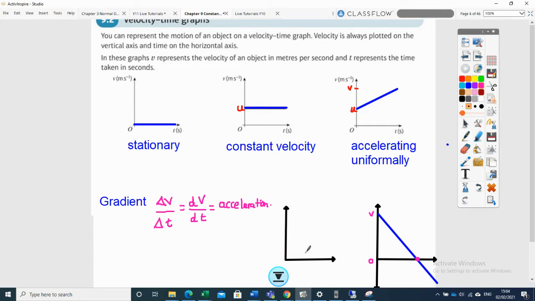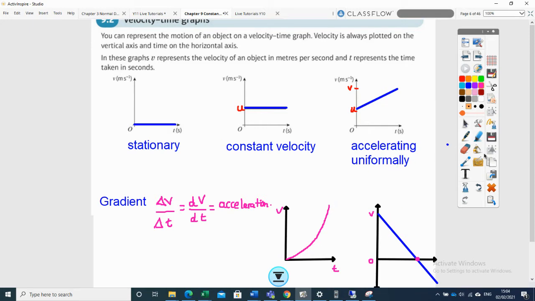Let's consider a couple more graphs. What would be happening if the graph looked like this? Here's my velocity, here's my time. Well, it's not a straight line anymore. However, the velocity is increasing, so it is accelerating, but this time it's accelerating at an increasing rate. The acceleration is getting higher as it goes along, so it's not uniform acceleration.